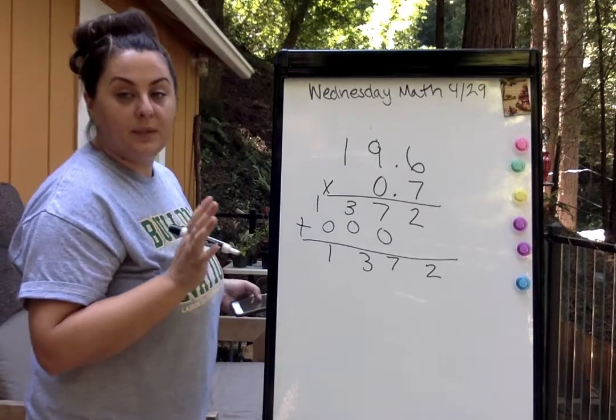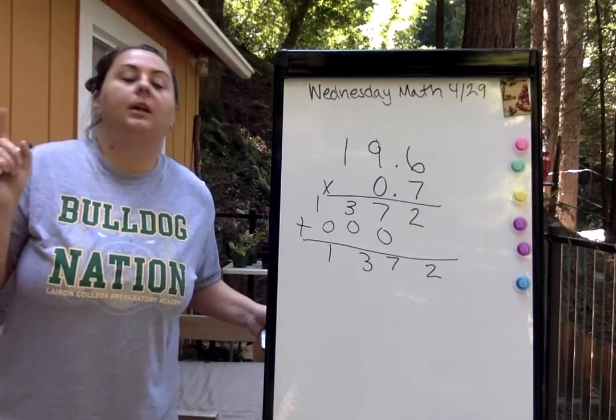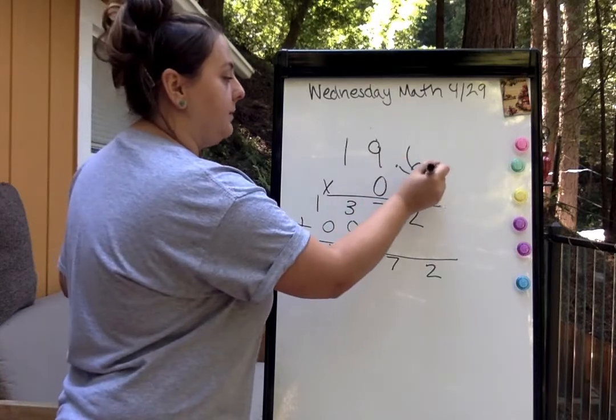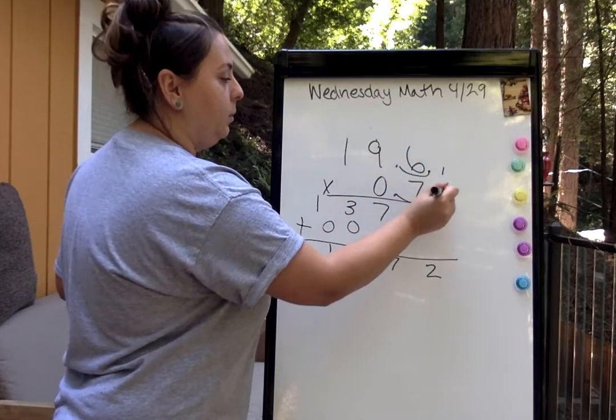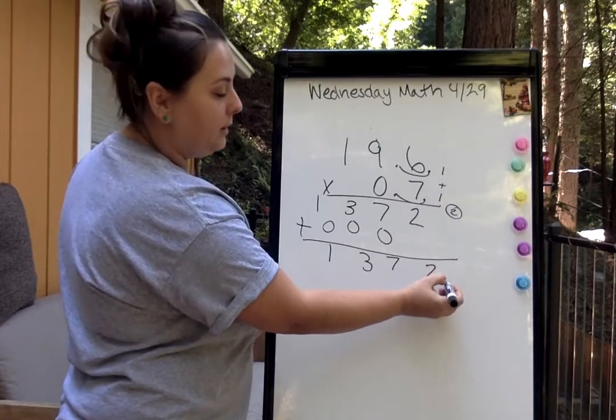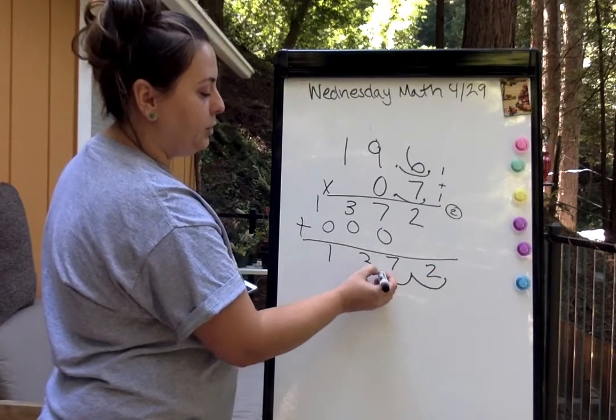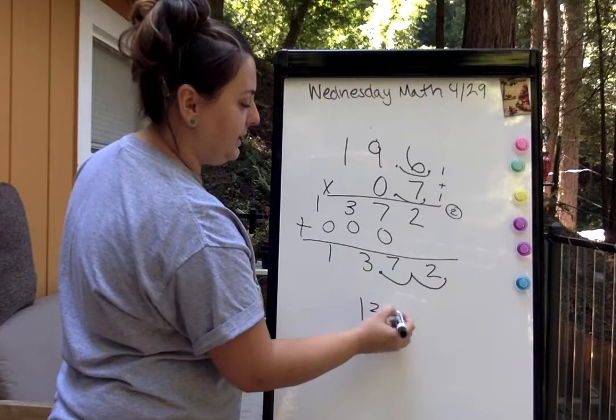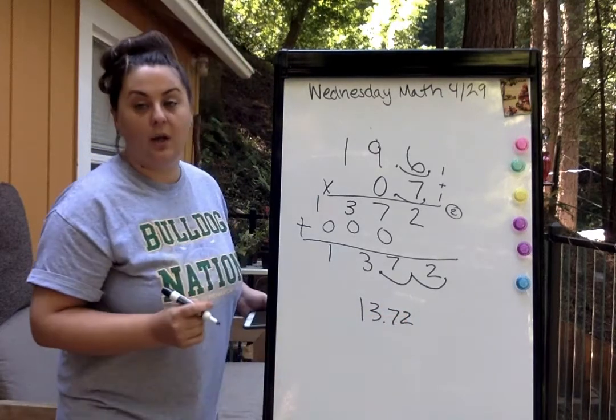Now you're going to count the spaces to the right of the decimal point. So we've got 1 here, 1 here. Add them together gives you 2. Start at the end of your whole number and come over 2 places for a total of 13 and 72 hundredths.